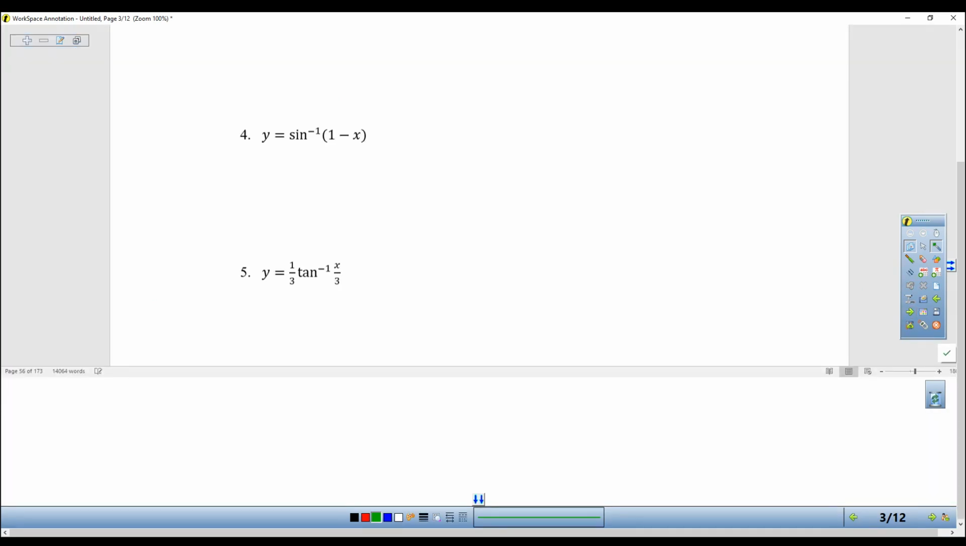All right, number 4. Y prime is equal to, so here's the formula again, 1 over the square root of 1 minus, this is going to be our u, you might always want to write it off to the side, u squared times the derivative of u. The derivative of u is -1. That was a nice one.